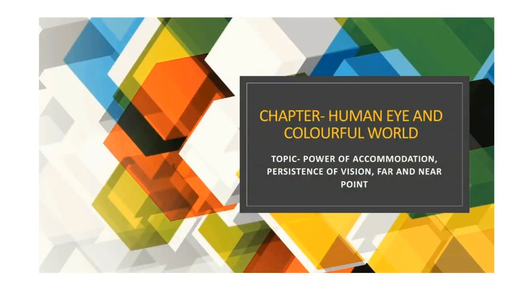In the previous lecture, we discussed the different parts of the human eye and their functions. Today, we are going to discuss power of accommodation, persistence of vision, and the far and near point of the human eye.